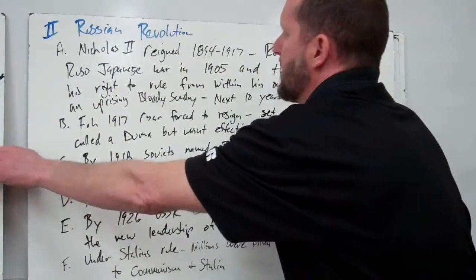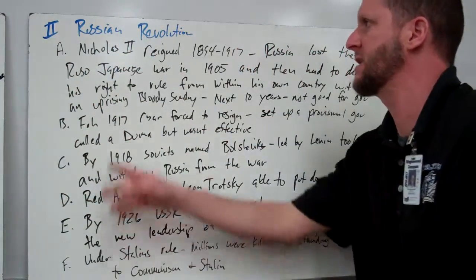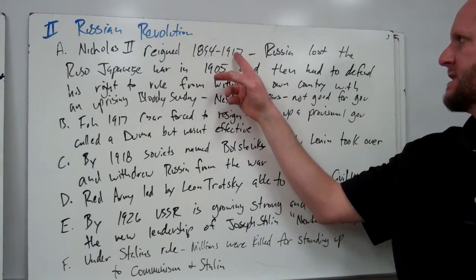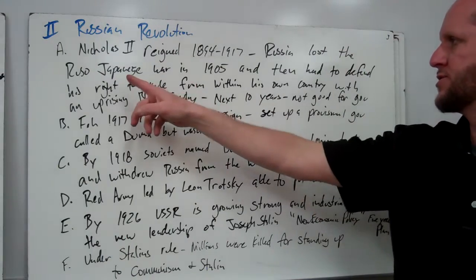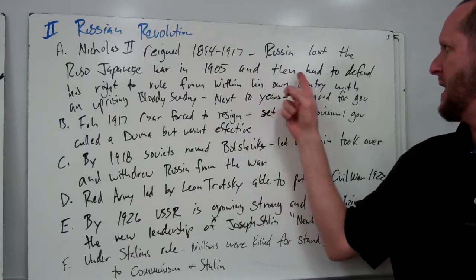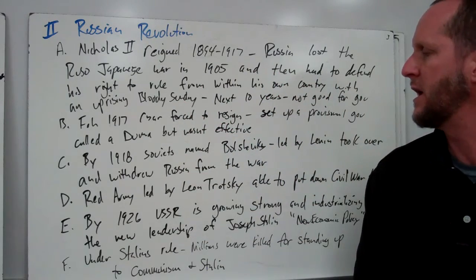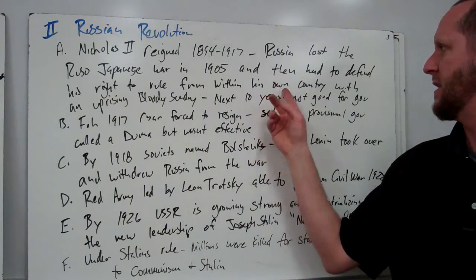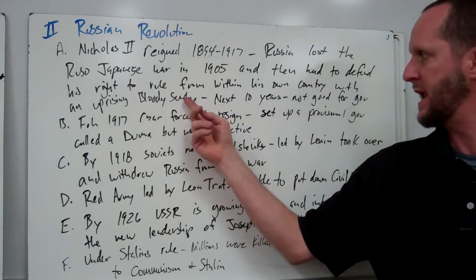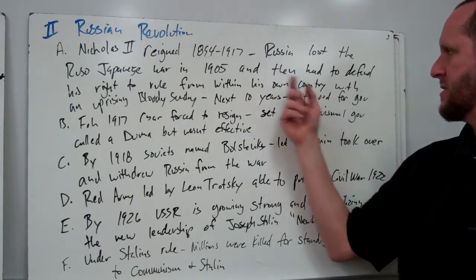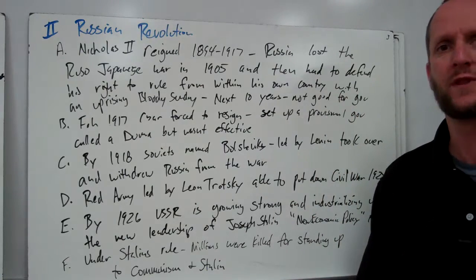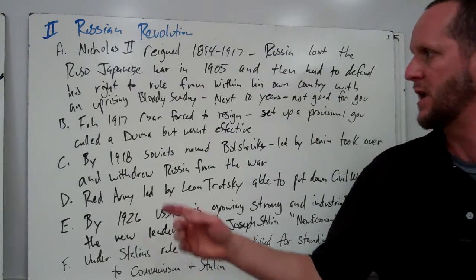All right. During the same time period, the Russian Revolution. Nicholas II was the Tsar. He reigned from 1894 to 1917. Russia lost the Russo-Japanese War in 1905, which wasn't good for Russia, and then the Tsar had to defend his right to rule from within his own country in a bloody uprising named Bloody Sunday. The next 10 years, from 1905 to roughly 1917, was not good for the government. It was very tumultuous, a lot of backlash.